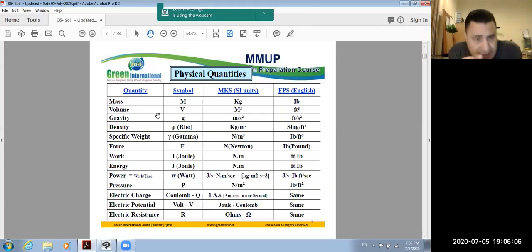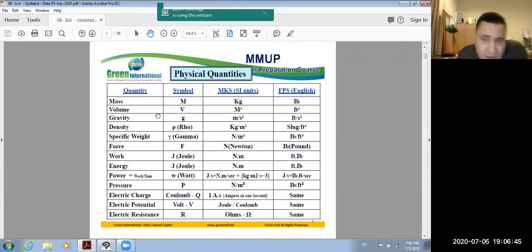I give everything. The mass has a symbol, and we have the MKS standard units, kilogram, and the foot pound second English units, pound. The volume is the same, cubic meter and cubic feet. The gravity is very important: meter over second square and feet over second square. The density rho equals kilogram over cubic meter, slug over cubic feet. What does it mean, slug over feet? If you go for physics definitions about slugs, what does it mean?